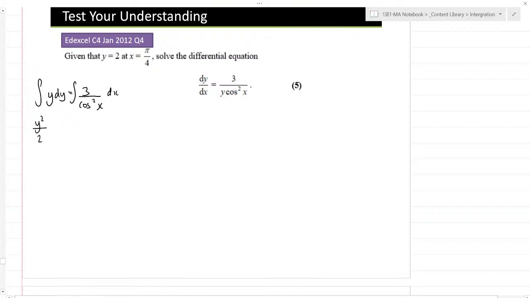Sorry, I should have written this one first. Write the right-hand side as something we can integrate, which is going to be equal to the integral of 3 sec squared x with respect to x. So then integrate it. y squared over 2 is equal to 3 sec squared x integrated.